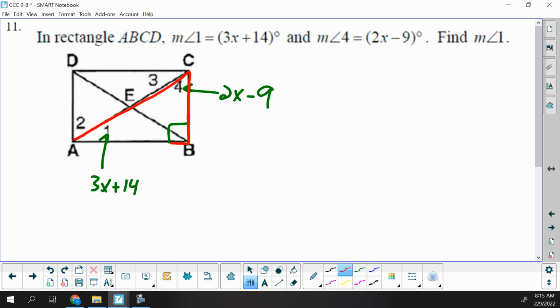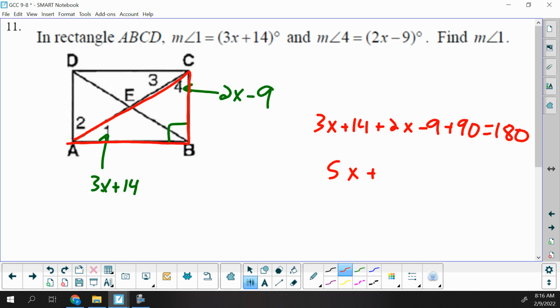So let's think of this triangle here. We've got the 3 angles. The angles in a triangle should add to 180. So we've got 3x plus 14 plus 2x minus 9 plus the 90 is equal to 180. So very similar to what we saw with that rhombus question a couple ago, just using the fact the angles in a triangle add to 180. So this will give us 5x plus 95 equals 180.